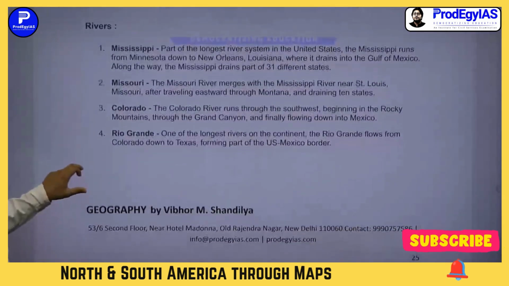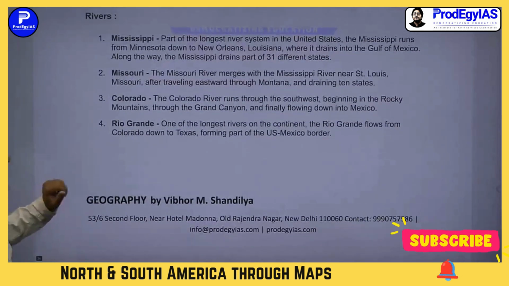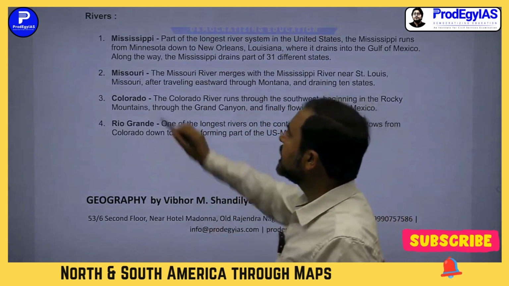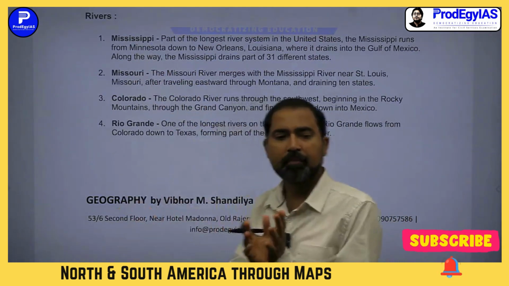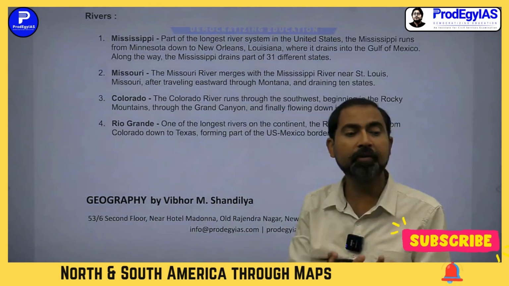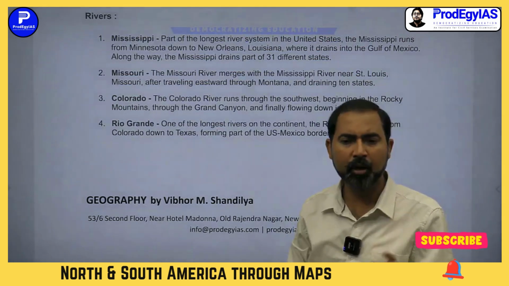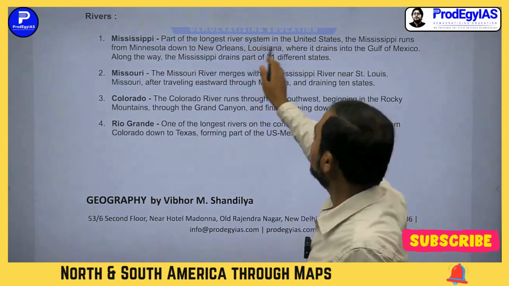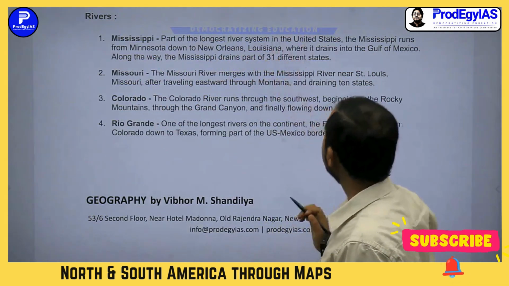Again, important rivers. What are the important rivers here? First is the Mississippi. Actually, the Mississippi and Missouri are like a system, also called the Mississippi-Missouri River System, like the Ganga and Yamuna are like a system. Mississippi is the longest river system in the US.